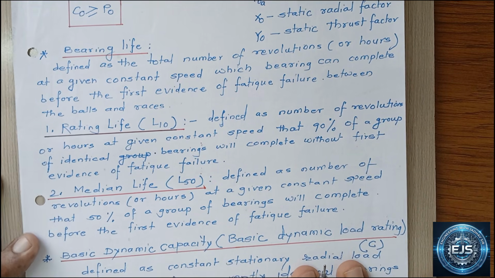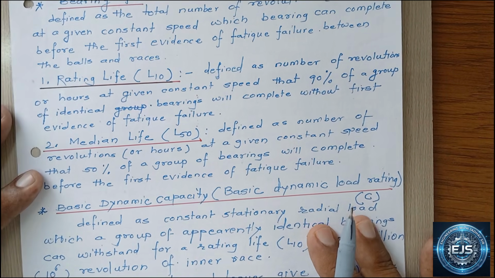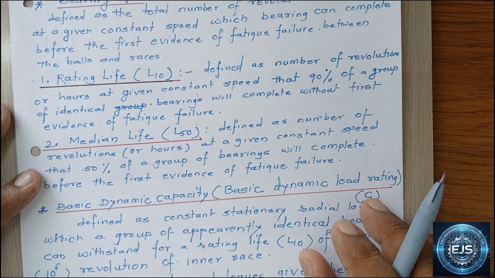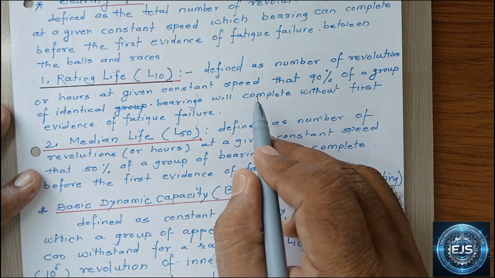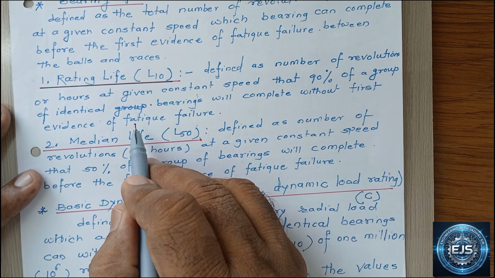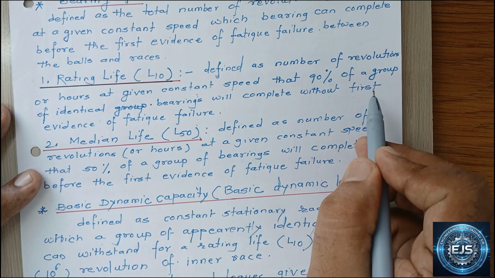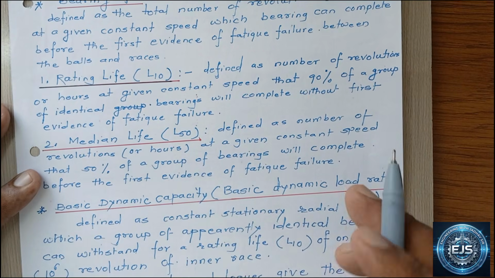So the bearing life is of two types. It is a rating life, that is the L10 life, and median life. Rating life is L10 life and median life is L50 life. So what is rating life? Rating life of the bearing is defined as number of revolutions or hours at a given constant speed that 90% of the group of the bearing will complete without evidence of the fatigue failure.